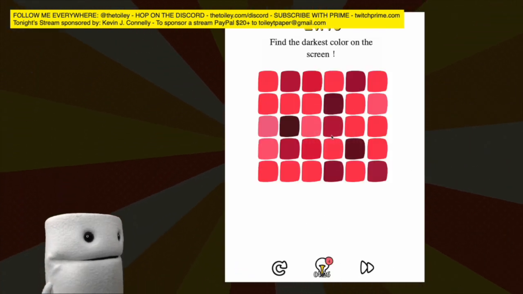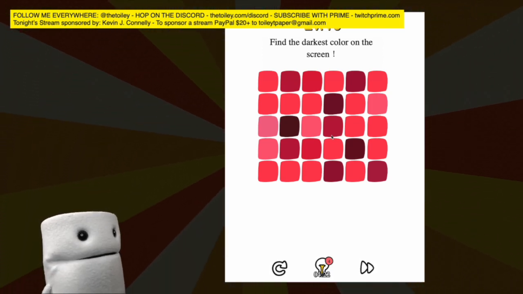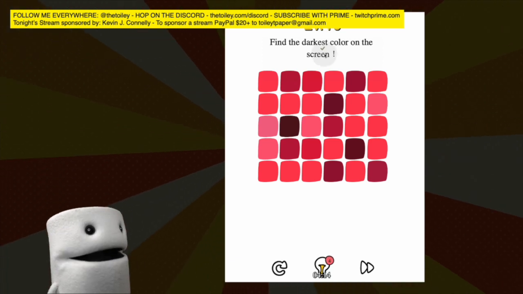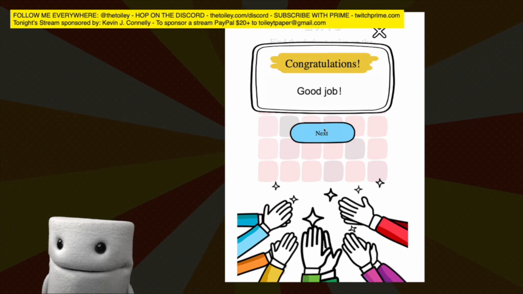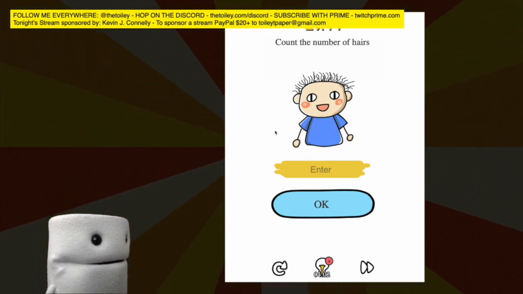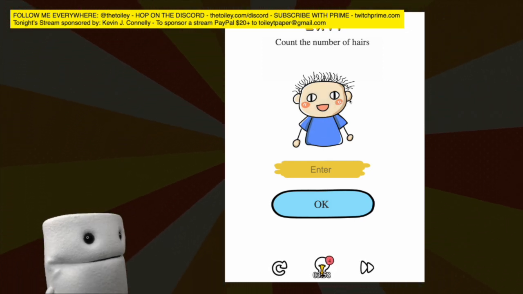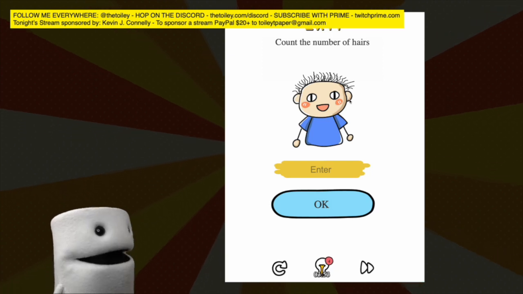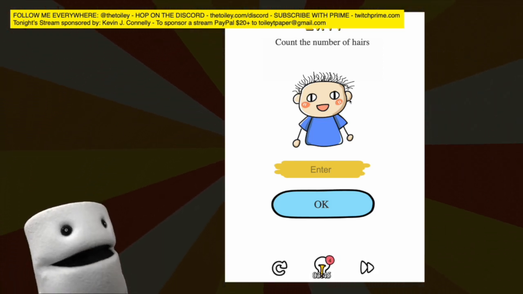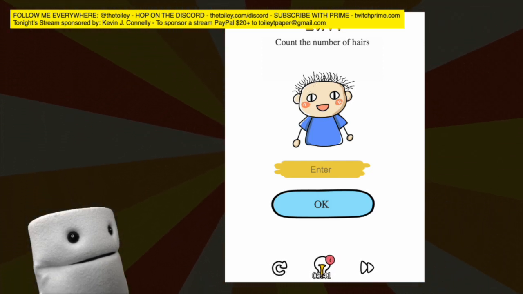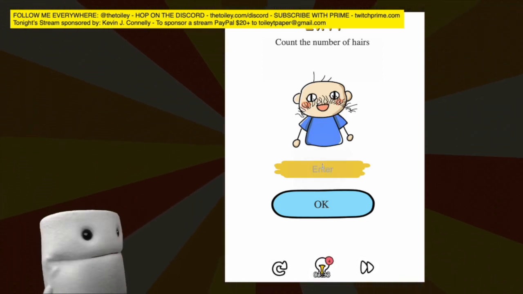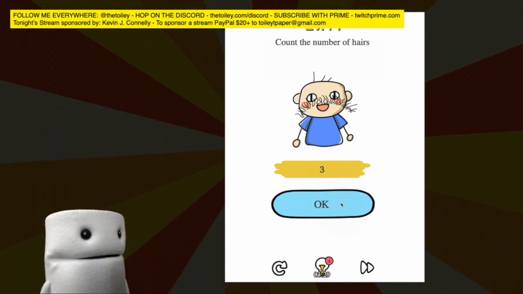Oh my God. All right, first thing I'm going to do is click on the word because it's written in black. Now, what is this bullshit? Count the number of hairs. I've never wanted to punch anything so hard in my entire life.